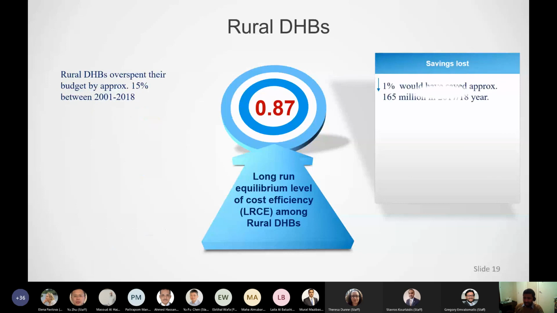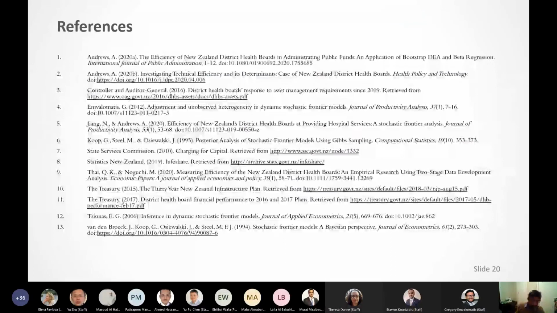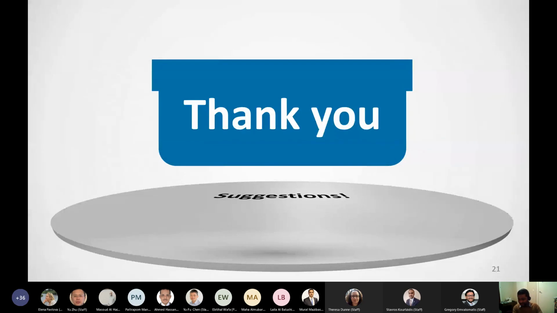And if you put some numbers around that, if you reduce that long-run inefficiency by even 1%, overall that will be a saving of about 165 million, based on what they spent in the 2017-18 financial year. Overall, with this 0.87, DHBs overspent about 15% of their budget because of the adjustment costs they have, the regulatory structure that they have. So that's what I have to present, and that is all the reference. Now it's time for suggestions and questions, perhaps.